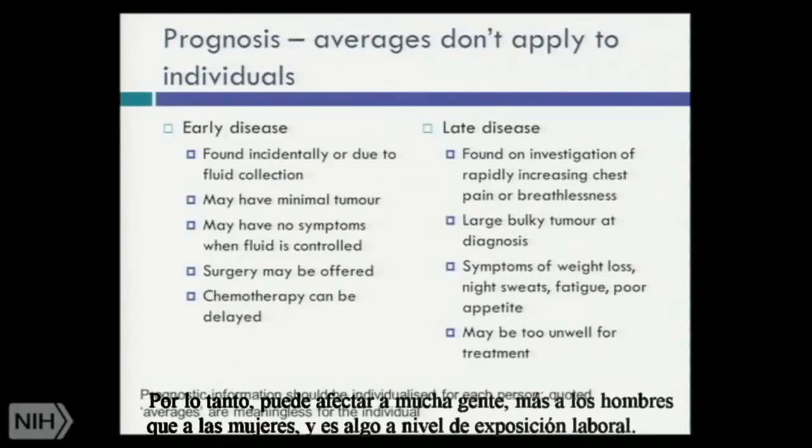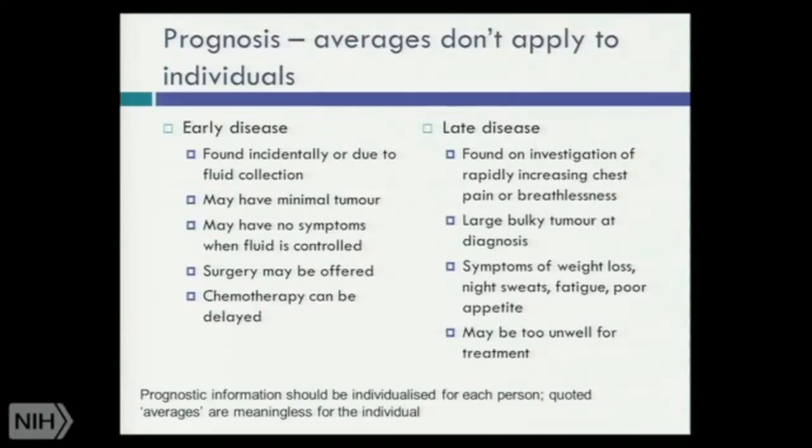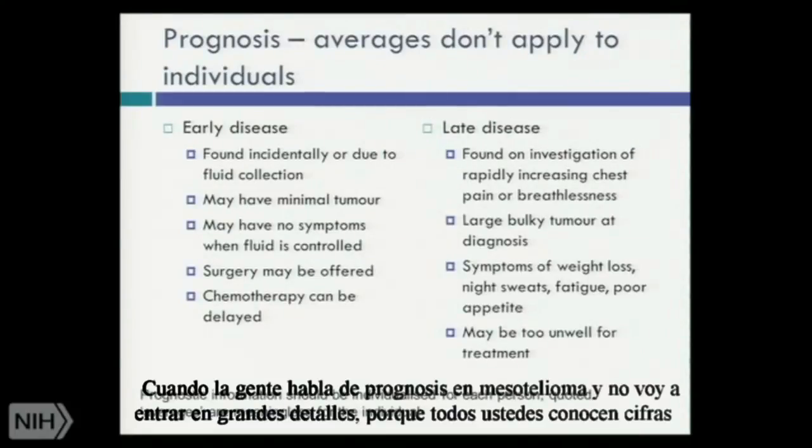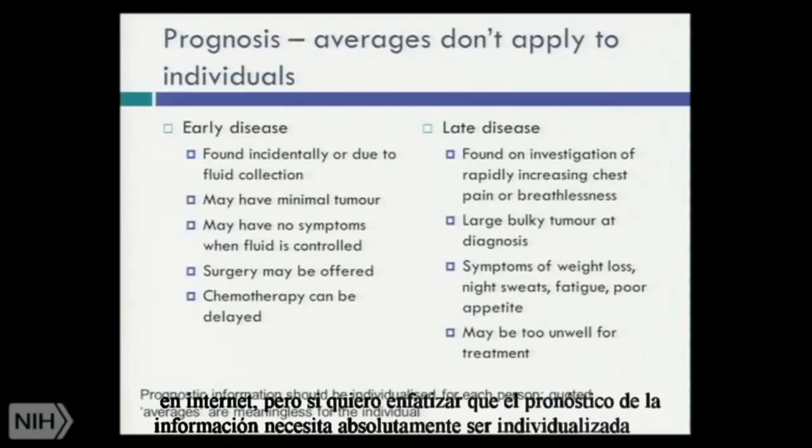occupational exposure. So when people talk about prognosis in mesothelioma, I don't want to go into any great detail here because I'm sure you've all been on the internet and seen all sorts of numbers. But what I do want to emphasise is that prognostic information absolutely needs to be individualised for each person.